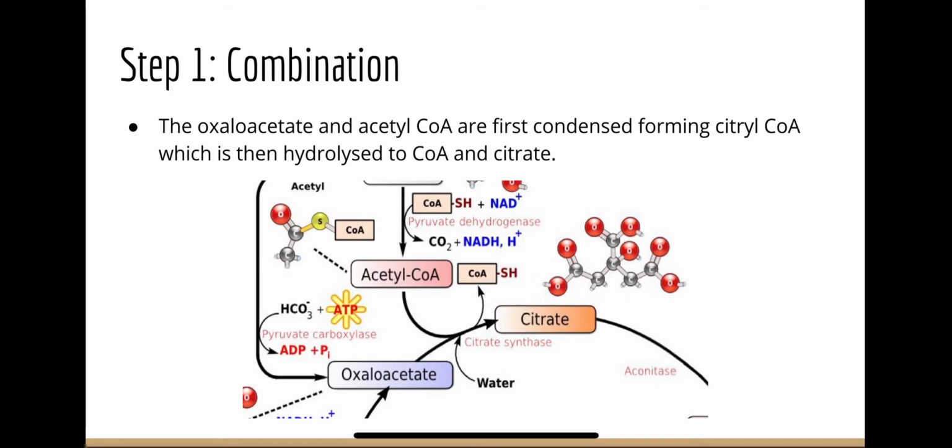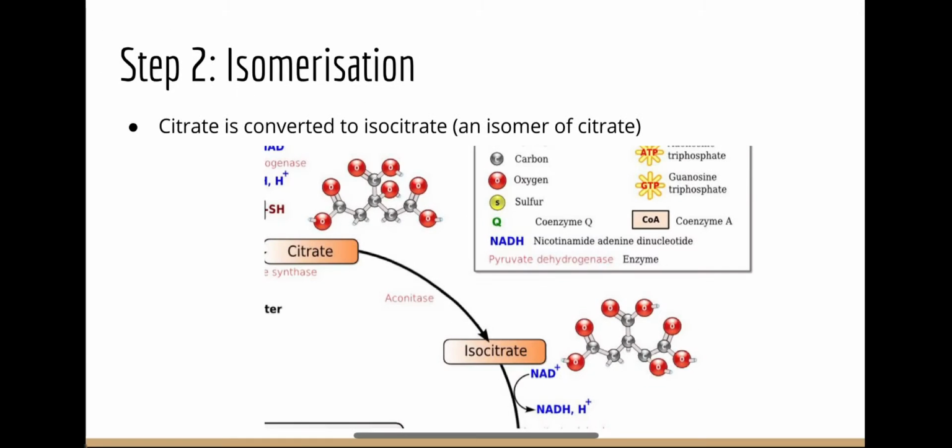Okay, let's get into step 1. Step 1, the combination. So, the oxaloacetate, which has 4 carbon molecules, and acetyl-CoA, which has 2 carbon molecules, will be hydrolyzed by water and release coenzyme A to turn into citrate. Step 2. Isomerization. Citrate undergoes isomerization and is converted into isocitrate, which is an isomer of citrate.